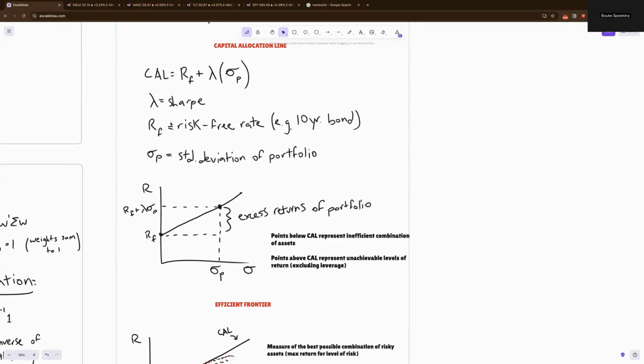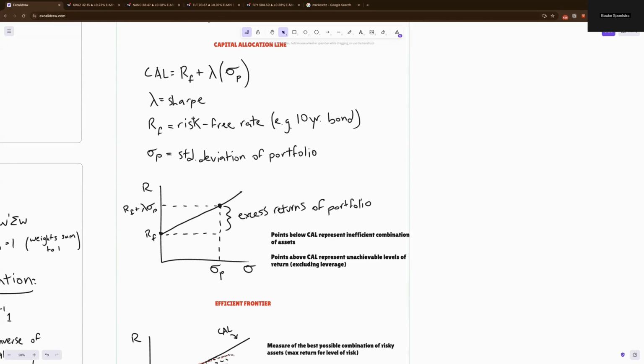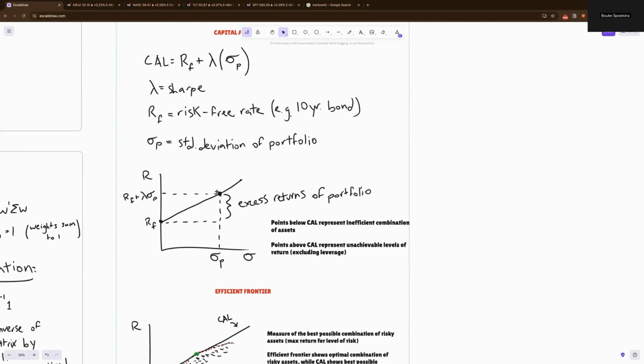Okay, so the capital allocation line. The formula for this would be the risk-free rate plus the Sharpe ratio times the standard deviation of the portfolio. Looking at this graphically, on the x-axis we have standard deviation, and on the y-axis we have returns. Where this line intercepts, the y-intercept, is the risk-free rate. This is the minimum return we would get for zero risk, something like buying a 10-year bond, something that doesn't have any variance in returns. So that would be the intercept.